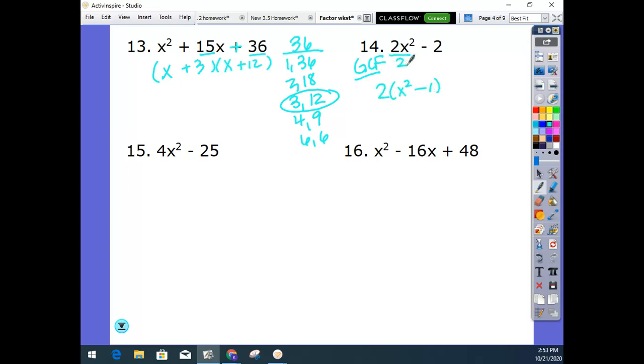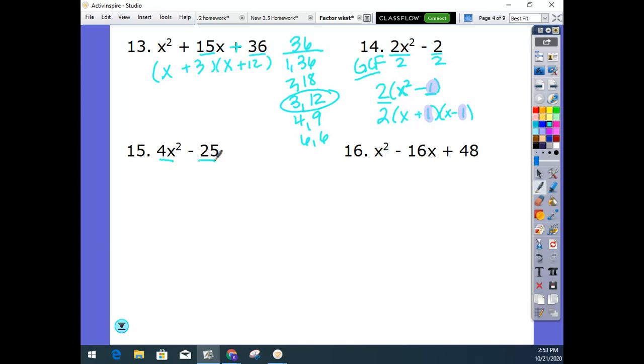When you factor out the GCF, remember you're just dividing everything by the GCF and it goes out front. If you're left with x squared, check to see if you can factor it again. X and x, what makes 1? 1 and 1, plus and minus. So anytime this is a perfect square, you're just putting the square root here, 1 plus, 1 minus.